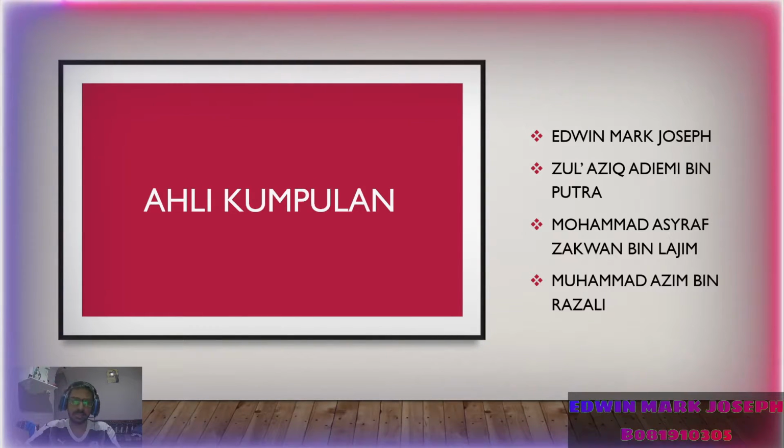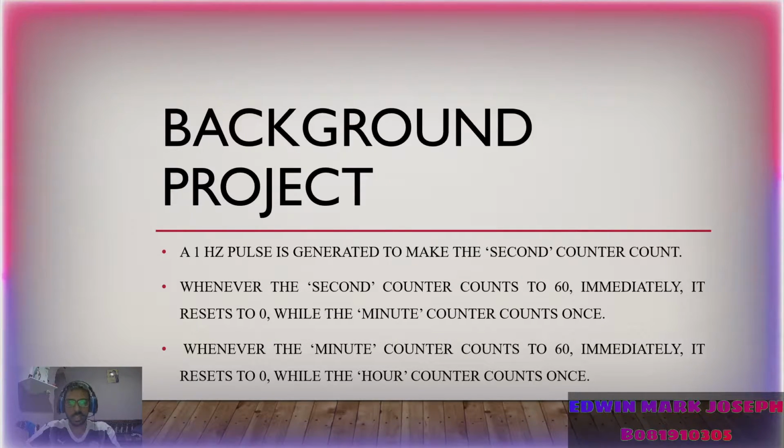For the background of this project, we are using a 1 Hz pulse generated with a second counter. That means the frequency generated is 1 Hz to make the second counter count 1, 2, 3. Whenever the second counter counts to 60, it immediately resets to 0 while the minute counter counts 1.